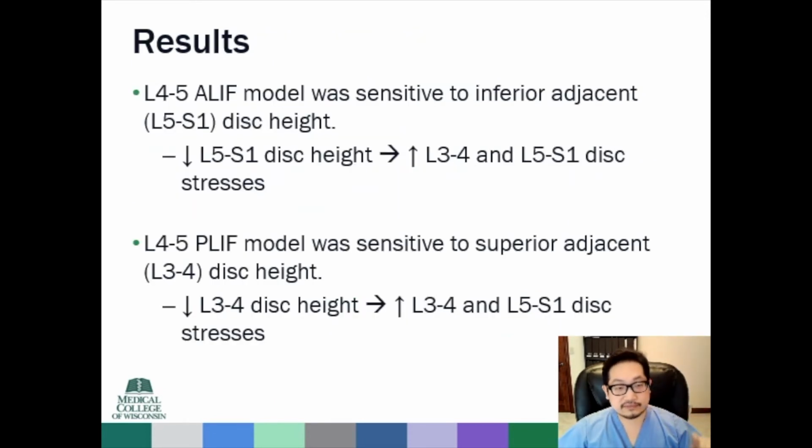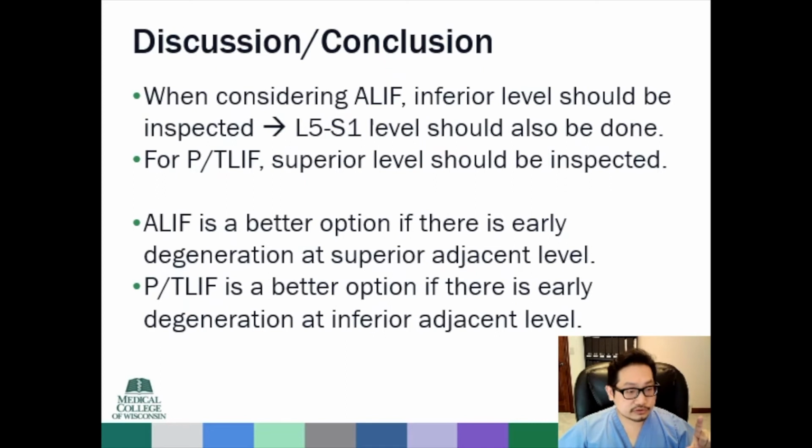So L4-5 ALIF was actually sensitive to the L5-S1 disc height, and L4-5 PLIF was sensitive to the superior L3-4 disc height. So our conclusion was ALIF is a better option if there's early degeneration at the superior adjacent level. You shouldn't really do this at L4-5 because at the L5-S1 level, if it has slightly decreased in height, it's going to increase the disc stresses at different levels.